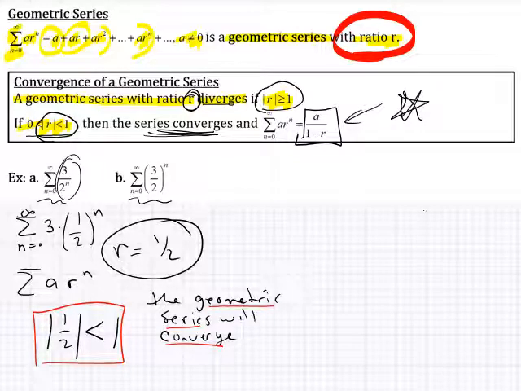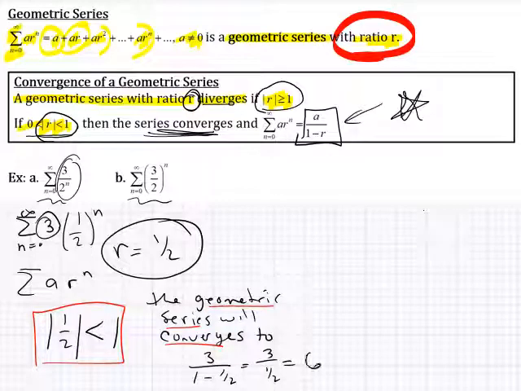Now, there's another part to this. Since it converges, can you also tell me what it converges to? Well, yeah, you could say the series converges to a, which is 3, over 1 minus r, which is 1/2. Well, that's 3 over 1/2, which is 6. So this series, if I added all the terms together, would add up to 6. So it converges and it converges to 6. That's everything you would need here.